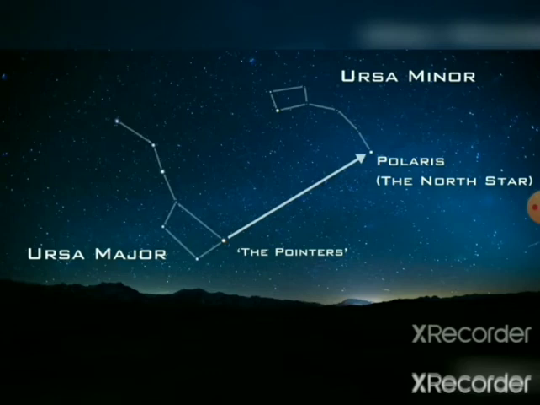As you can see, in the case of Ursa Major, the two stars which are pointing towards Polaris are known as the pointers. Similarly, as you can see here, Polaris, that is the pole star, actually resides on the tail of another constellation called Ursa Minor. So this is how the constellations look in the sky.